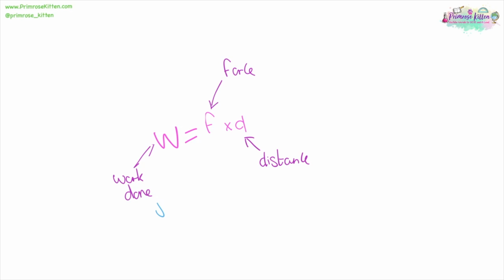To calculate work done, that is force times distance. Work done is measured in joules, force is measured in newtons, and distance is measured in meters. And from this we can see that 1 joule is equal to 1 newton meter.